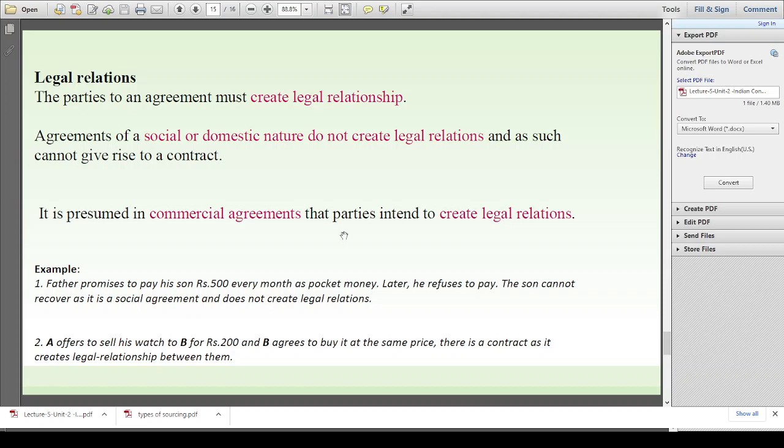The parties to an agreement must create a legal relationship. Agreements of a social or domestic nature do not create legal relations and as such cannot give rise to a contract. Right, so we make a number of informal contracts with friends, family members, etc., and we break the promises. Nothing will happen because these are all domestic, informal agreements. But a formal contract is totally different, and it should create a legal relationship. So all the parties included in a contract are accountable or responsible.